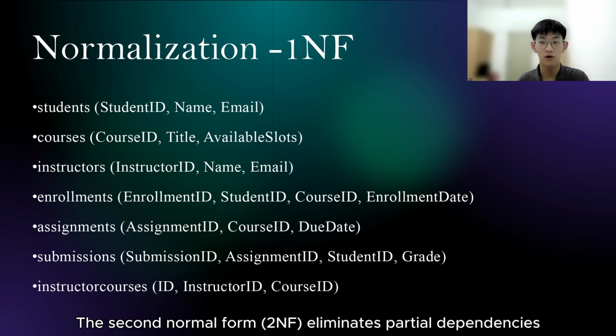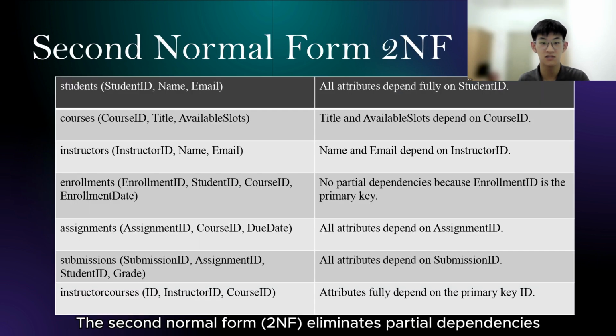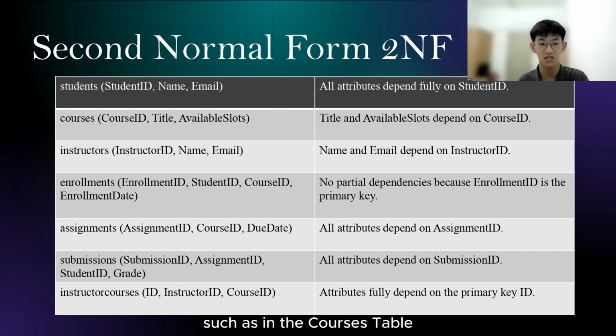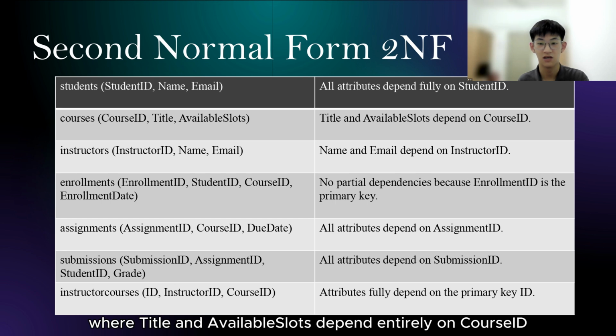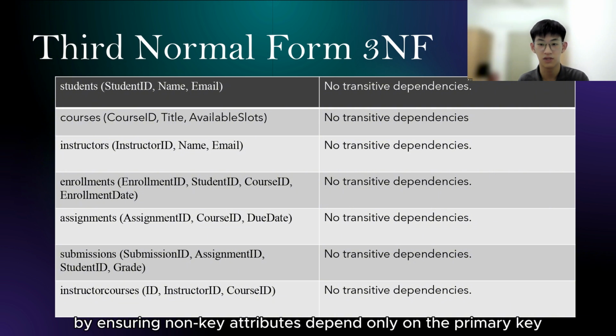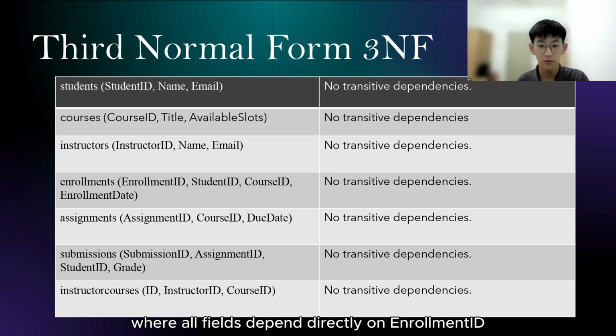The second normal form, 2NF, eliminates partial dependencies by ensuring all non-key attributes depend on the entire primary key, such as in the courses table, where title and available slot depend entirely on course ID. The third normal form, 3NF, removes transitive dependencies by ensuring non-key attributes depend only on the primary key, as in the enrollments table, where all fields depend directly on the enrollment ID.